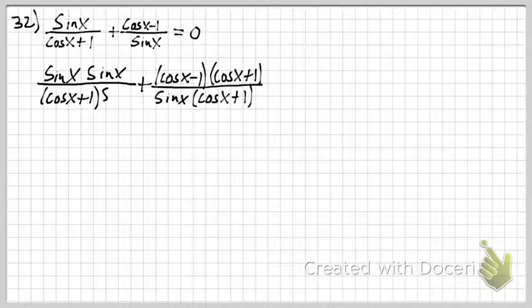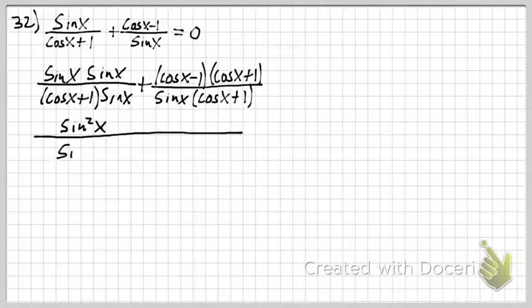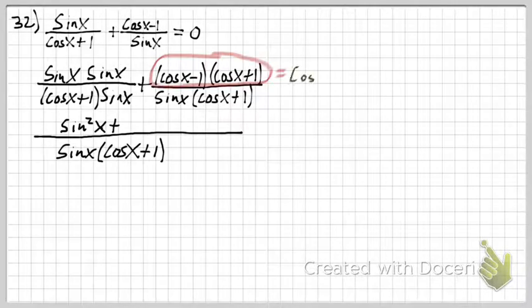Okay, now the first term is easy. Sine times sine, that's just sine squared. This other guy, we're going to have to FOIL it together. But it turns out that when I FOIL this thing together, it's the difference of squares. So the middle term drops out.